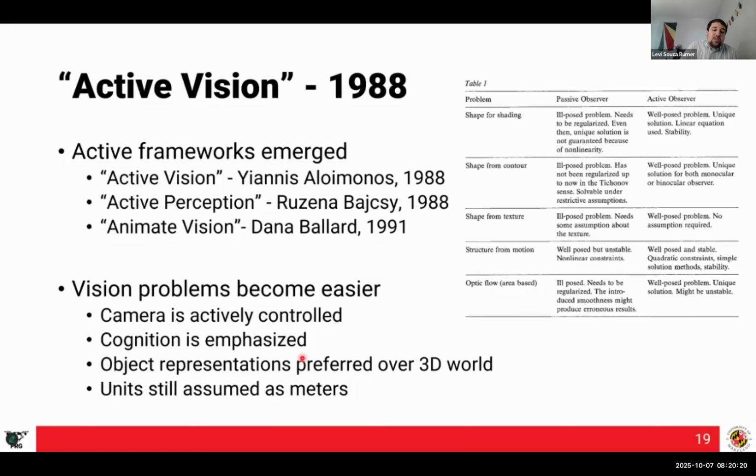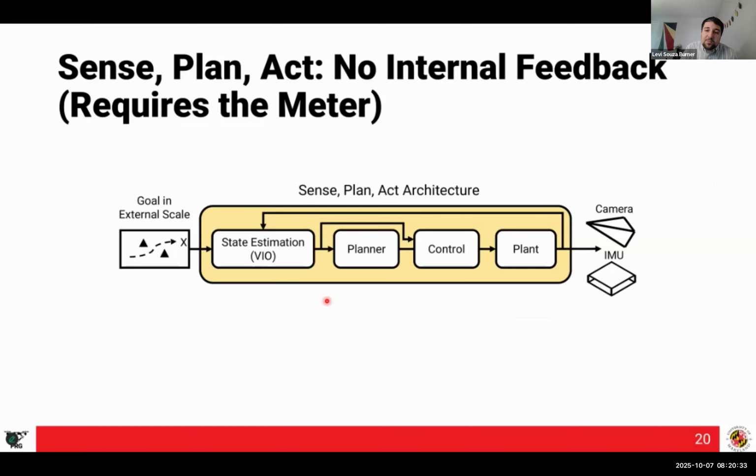But in these frameworks, while the camera was actively controlled and the cognitive aspects of vision were emphasized, the units are all still assumed to be meters. We assume that we have some robot that follows sense-plan-act. As an example, I show a traditional state estimation system, which takes input from a camera or an inertial sensor like an accelerometer and feeds it to a state estimator, which typically estimates the position of the robot in meters and the position of everything around it in meters. Then some planning system takes that state estimate in meters and decides what the robot should do. This is the cognitive side of the robot.